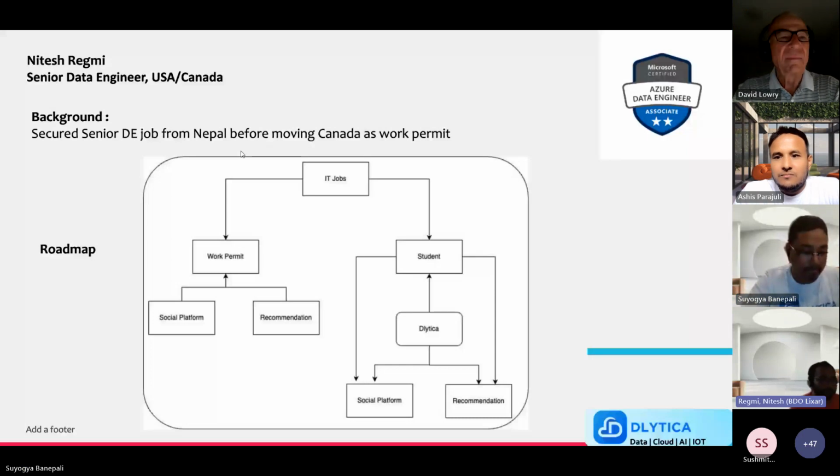Thank you, Surya. Hello, everyone. I hope everybody is doing well. So, my name is Nitesh Regmi. I'm working as a senior consultant at Video Canada, serving different clients. I've been helping them achieve their goals with the data that they have by providing them solutions on cloud-based data-driven architecture and implementing them.